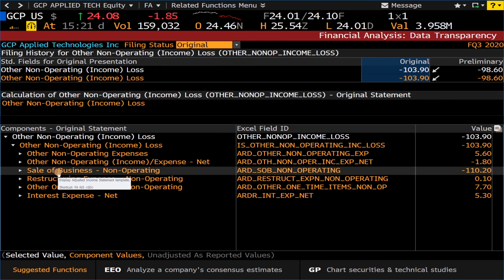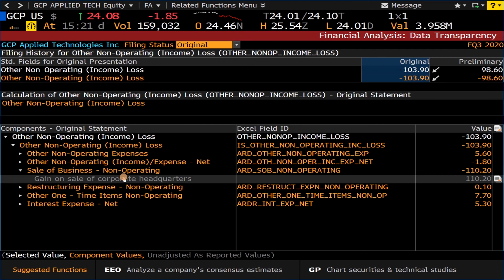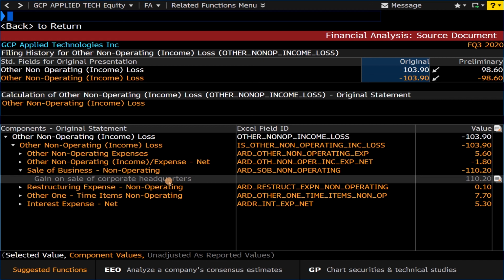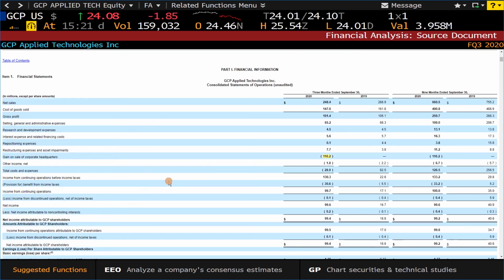So looking here, I can see that there's a sale of business for $110.2 million. And if I click into that further, I can see that it was a gain on the sale of corporate headquarters. By clicking into this, it will actually pull up the 10Q from period 3. And I can see that there's a gain on sale of corporate headquarters on the statement of operations. Because this is a major item, there should be some commentary in the MD&A.